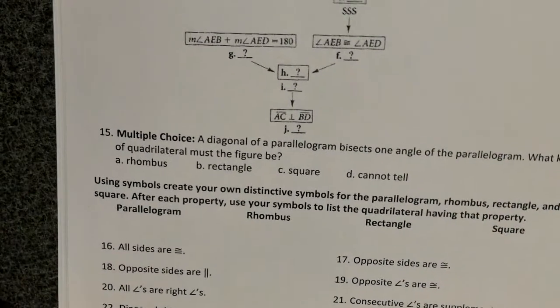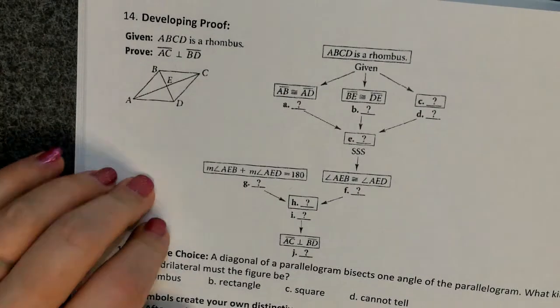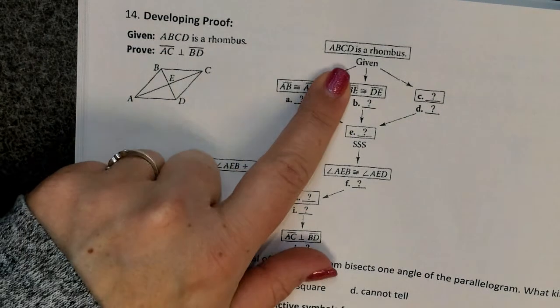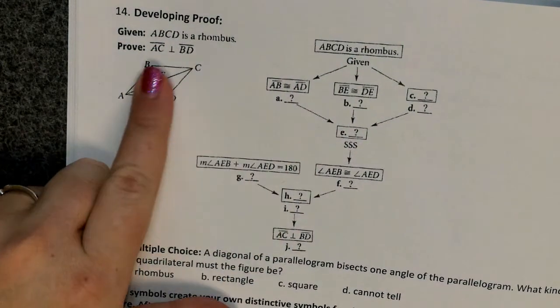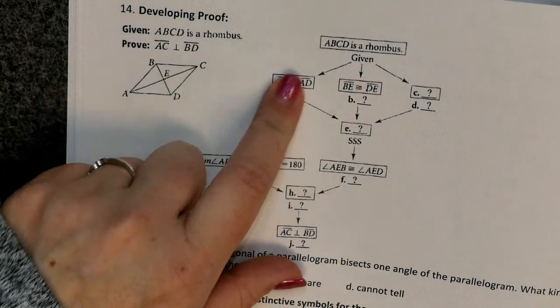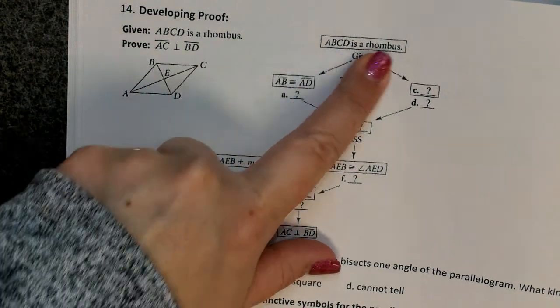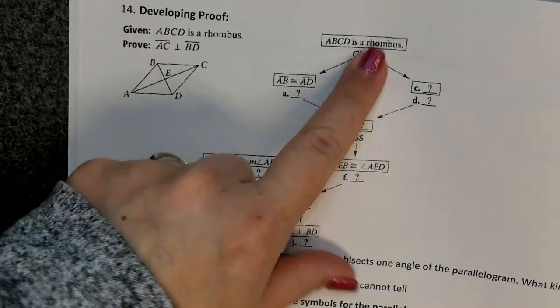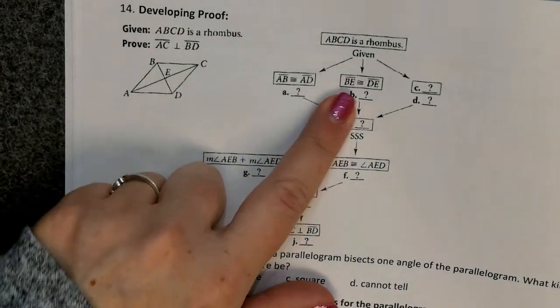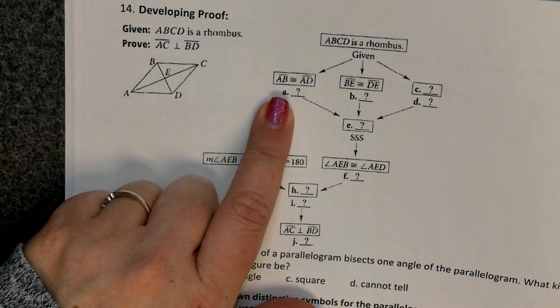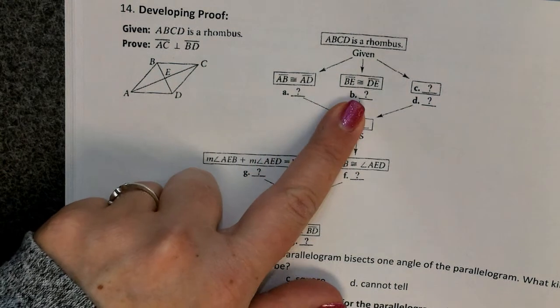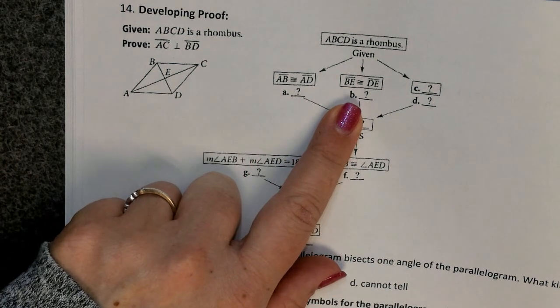Number 14, it's just a cookie cutter proof. So see if you can figure out, okay, if this is a rhombus, what is given? What do we know about a rhombus? Or, I'm sorry, if this is a rhombus, that's given. What else do we know? They gave you 2 of the things that we know. Why do we know that AB is congruent to AD? Why do we know that BE is congruent to DE?